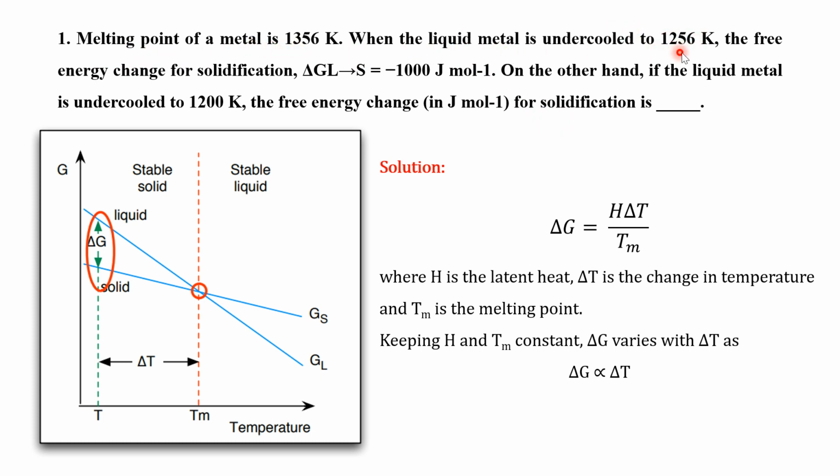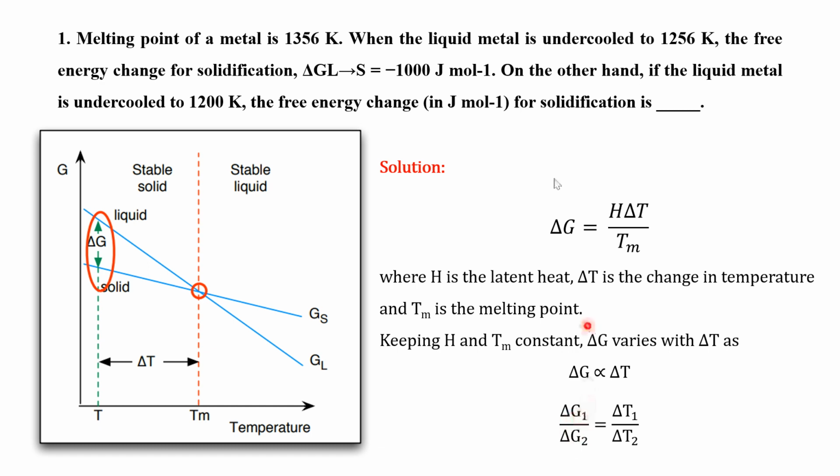That is, first temperature is 1256 Kelvin and second temperature is 1200 Kelvin. So we have to subtract 1256 from 1356 as well as 1200 from 1356. That is how we will be getting the two delta T values, and one delta G value is given, the other delta G value we have to solve. So how it will be? This will be the relation that we will be using.